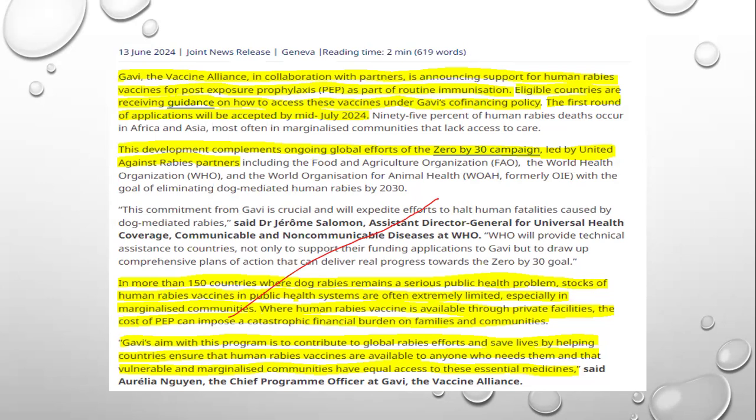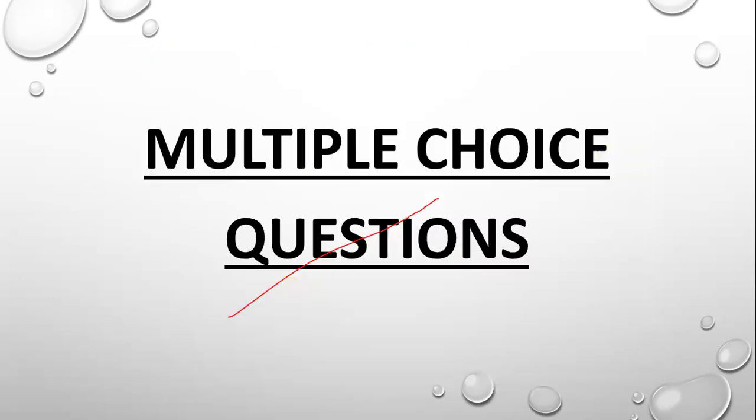In more than 150 countries where dog rabies remains a serious public health problem, stocks of human rabies vaccine in public health systems are often extremely limited, especially in marginalized communities, where human rabies vaccine is available only through private facilities. The cost of post-exposure prophylaxis can impose a catastrophic financial burden on families and communities. Gavi's aim with this program is to contribute to global rabies efforts and save lives by helping countries ensure that human rabies vaccine is available to anyone who needs it, and that vulnerable and marginalized communities have equal access to these essential medicines.